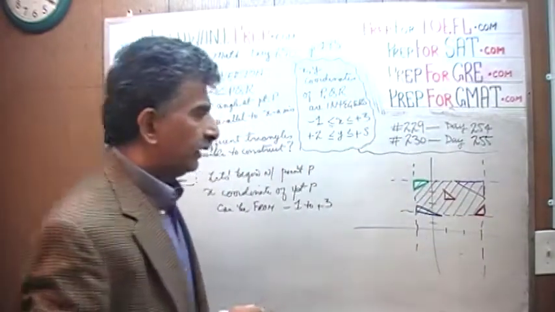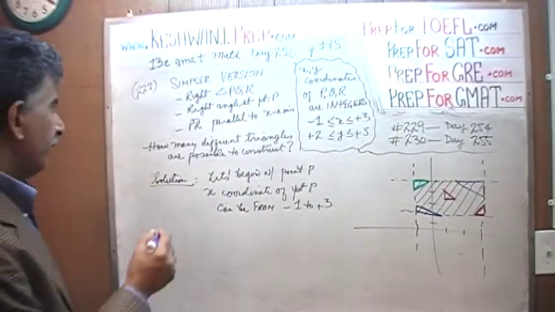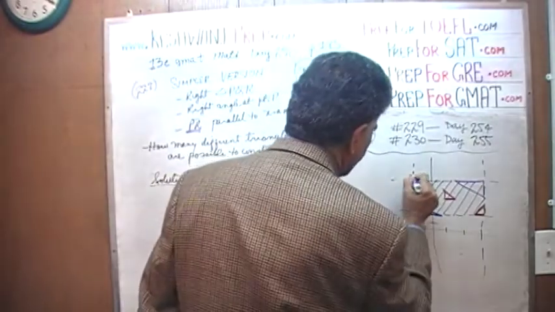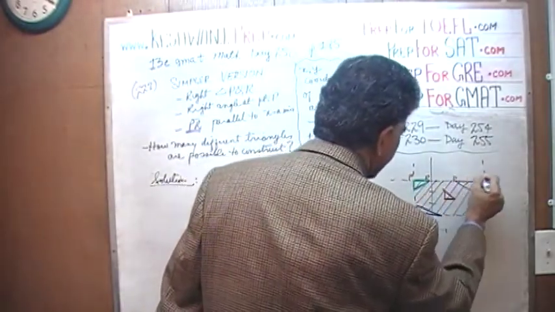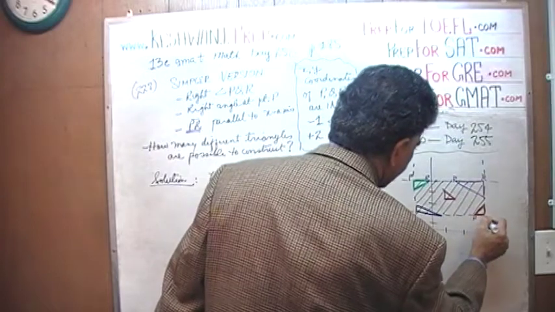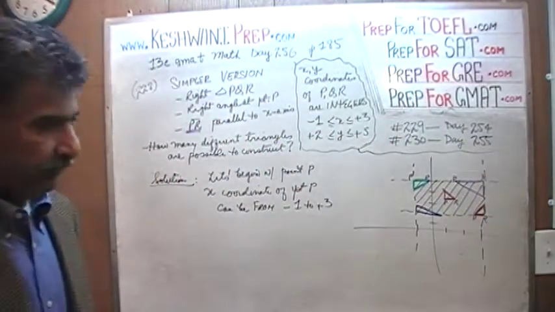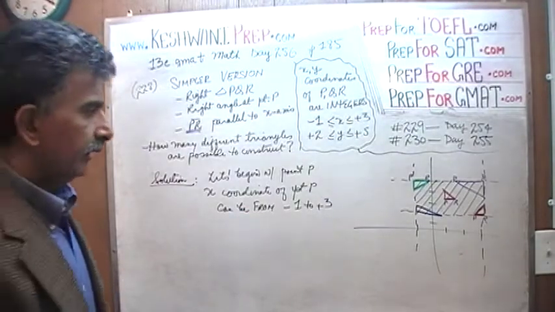Now you understand, depending on how we draw the triangle, we have to make sure that the PR is parallel to the x-axis. So in this triangle, this could be PR. In this one, this would be PR. In this one, this would be PR, and so on and so forth. We name our triangle in such a way that the line PR is always parallel to the x-axis. And this is the right angle triangle.